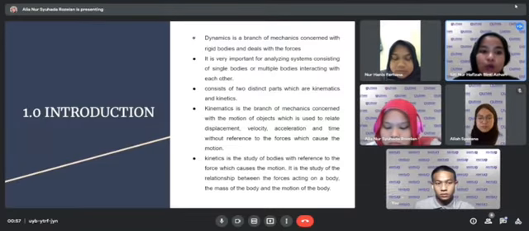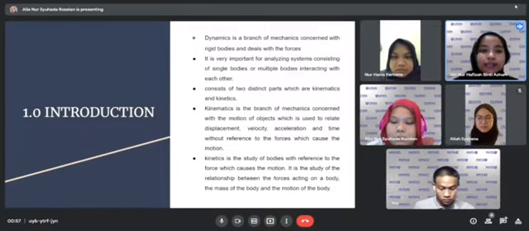In a nutshell, we unanimously chose kinematics as the topic of our case study, and the title of our case study is Rotation Motion about Fixed Axis.